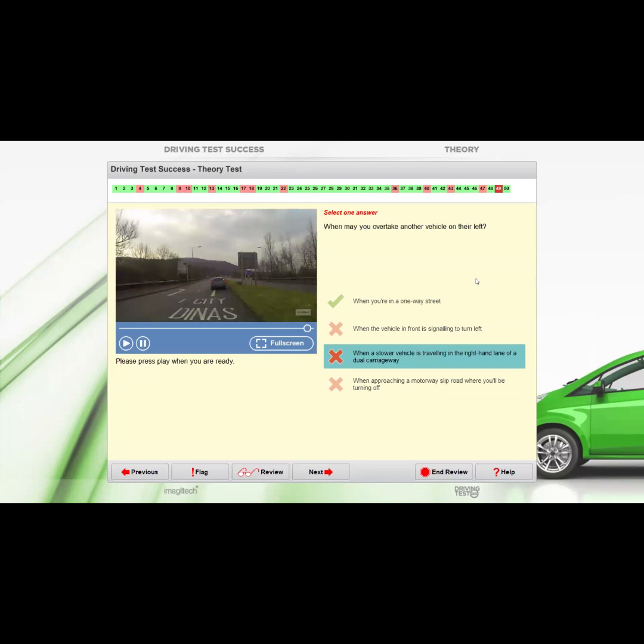Okay, so with this one, when may you overtake another vehicle on the left? You never can overtake a vehicle on the left normally, except under certain circumstances. One we talked about already, which was queues of traffic. That's allowed. And then a one-way street, because traffic's only going one way. The left lane's for traffic going left and the right lane's for traffic going right. So you can overtake on either side of those roads.